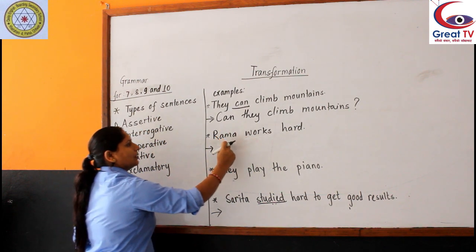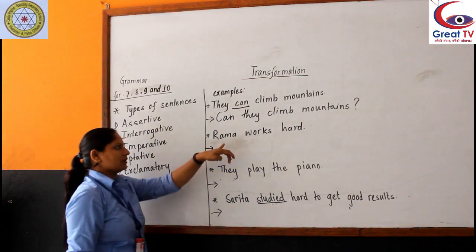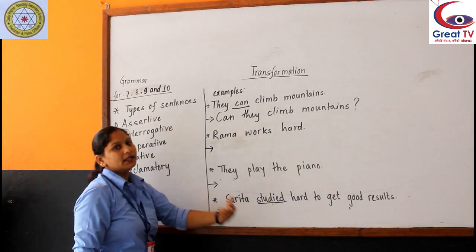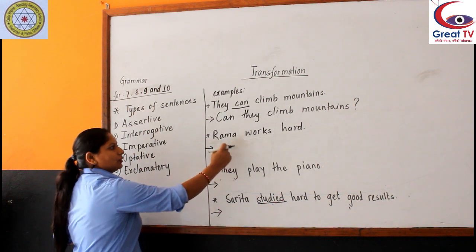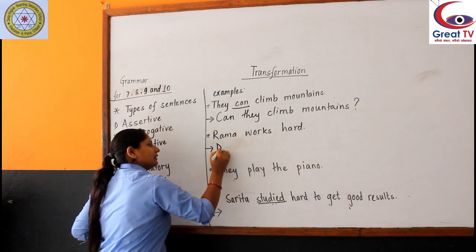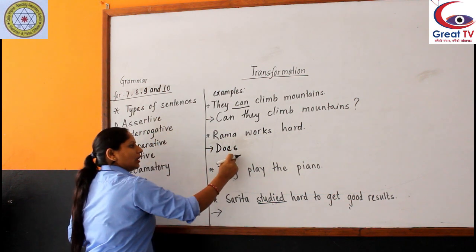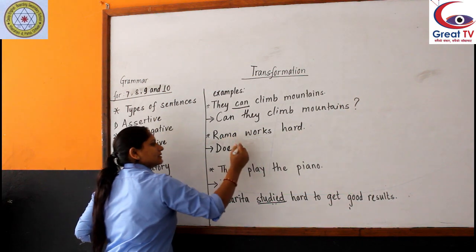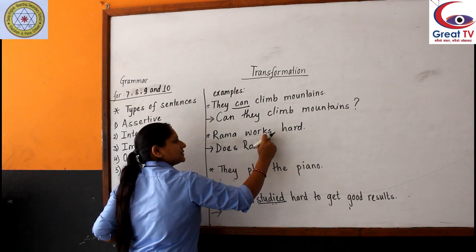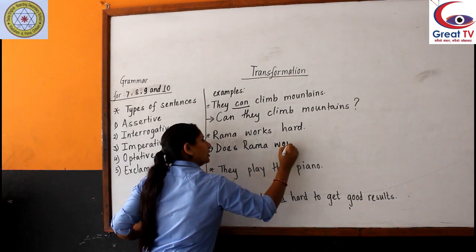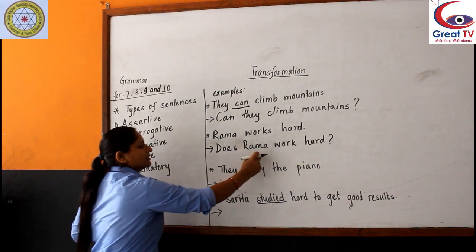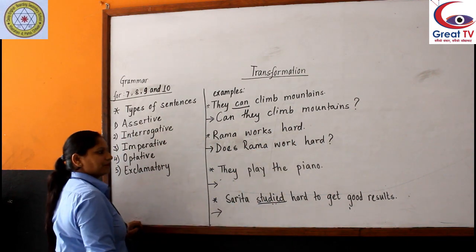The second one, Rama works hard. The same thing as you did in making negative. No auxiliary is seen here. Since this is verb 5, we write does. Does, auxiliary, and then subject, Rama. Now this verb 5 changes into verb 1. Work hard. Question mark. Does Rama work hard?